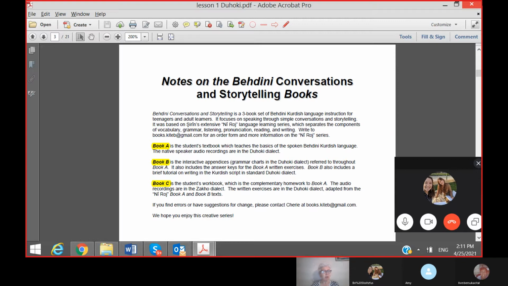Just a reminder, if you flip through a couple more pages, you'll see the notes on the Behdini Conversations and Storytelling books. As I said, it's a 3-book set for Kurdish language instruction for teenagers and adults. I have it in these 2 dialects. I also have it in the Shingali Kurdish dialect. So if you need it in the Shingali Kurdish dialect, contact me later, and I can get you in touch with some other people that are teaching that. For the Zaho and the Dahuki dialects, we have these 3. So book A is the student's book that teaches the basics. Many of these things are audio recorded. Book B is the interactive appendices, grammar charts. And then book C is the grammar-based workbook.